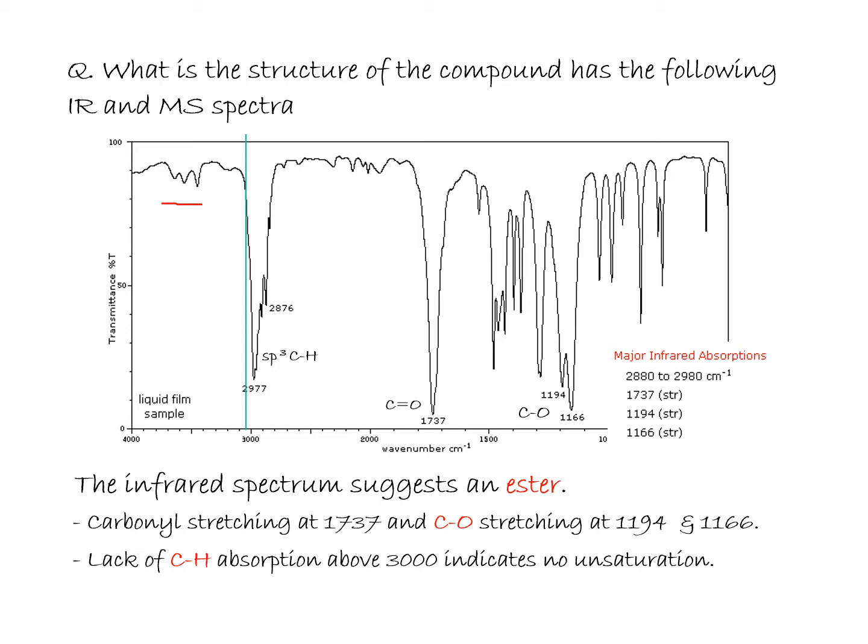Here we can see the first peak, 2977 up to 2876. This area belongs to the aliphatic part, sp3 carbon-hydrogen stretch. We have a strong, very clear peak at 1737. This belongs to C=O.